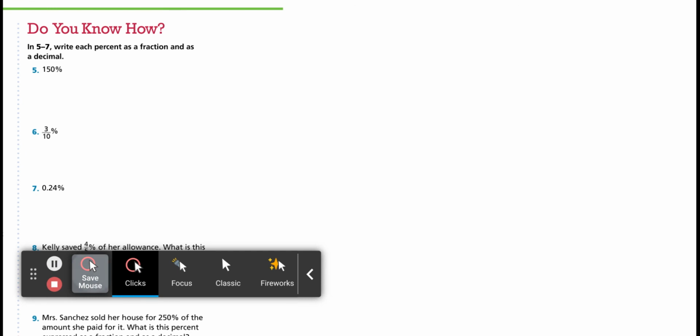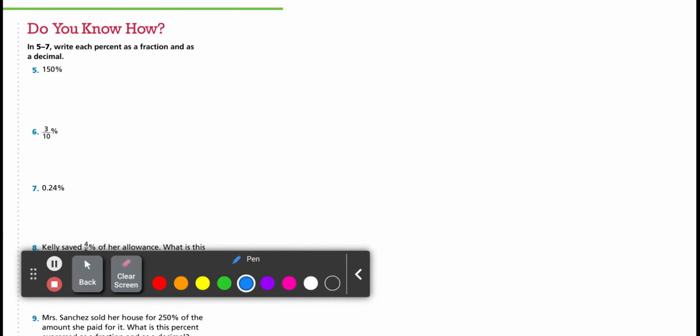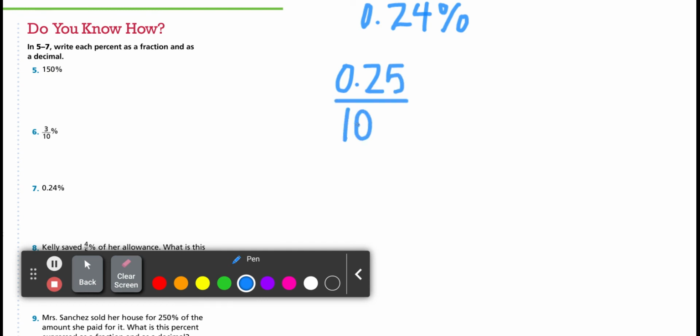Okay, now number 7. Number 7, we have 0.24%. Write that in your notebook. How do we write this as a fraction? We would have 0.24 over 100. So now how many times do you have to move the decimal to the right to make the whole number 24? We want to be able to write 0.24 as 24, where the decimal is really at the end. We just don't write it. So we would have to move that decimal point twice to the right, which is the same thing as multiplying times 100.